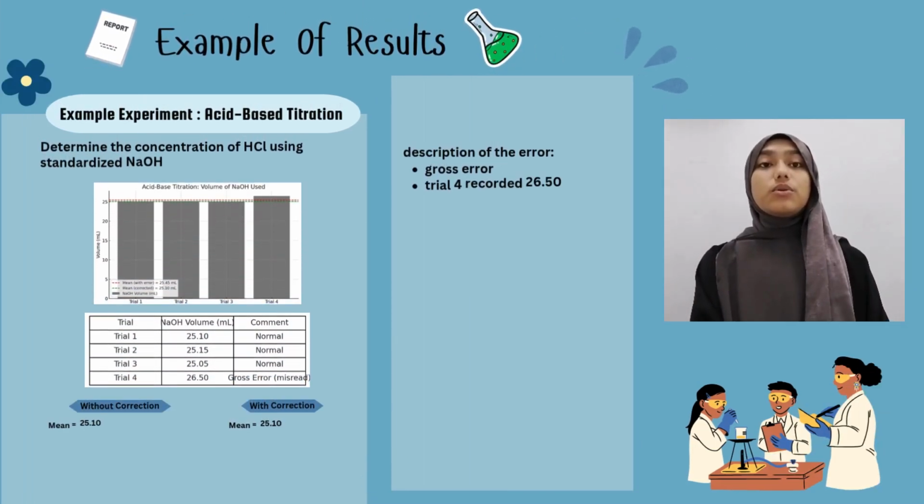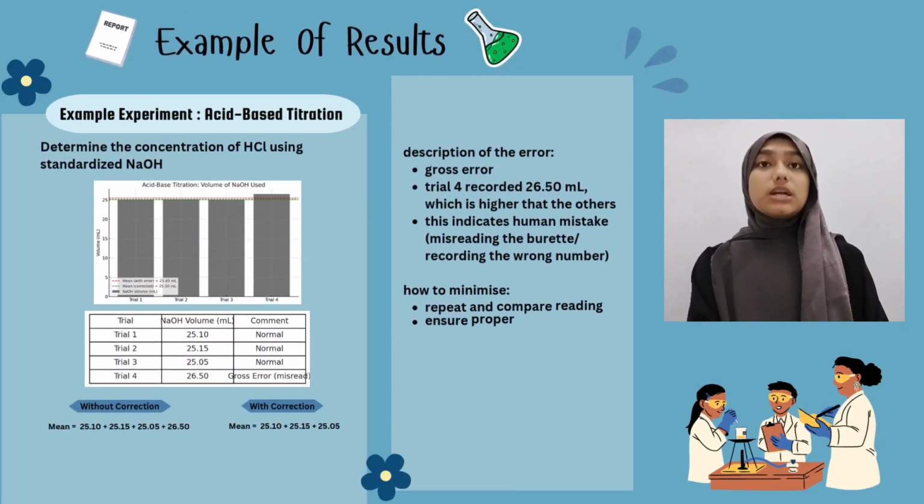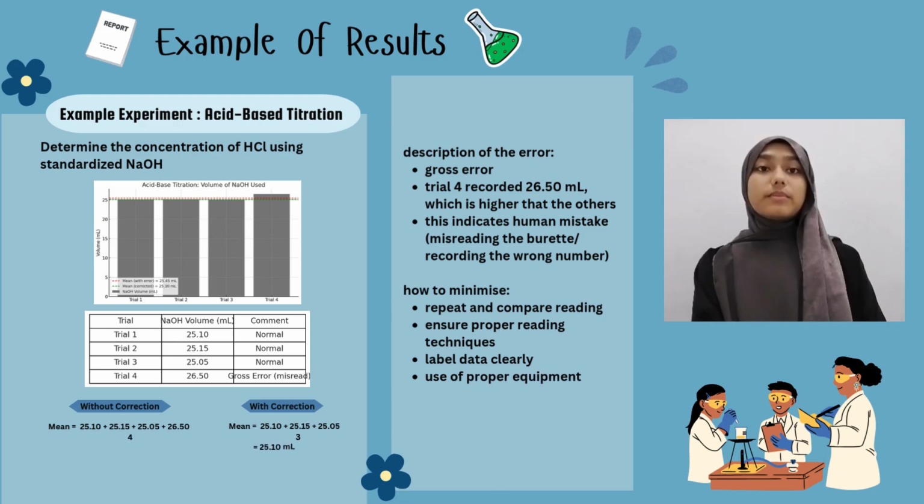The bar graph shows the volume of NaOH from trial 1 until trial 4. From the data, trial 1 is 25.10 volume of NaOH, trial 2 is 25.15, trial 3 is 25.5, and lastly trial 4 is 26.50, which is an outlier, a gross error from misreading.